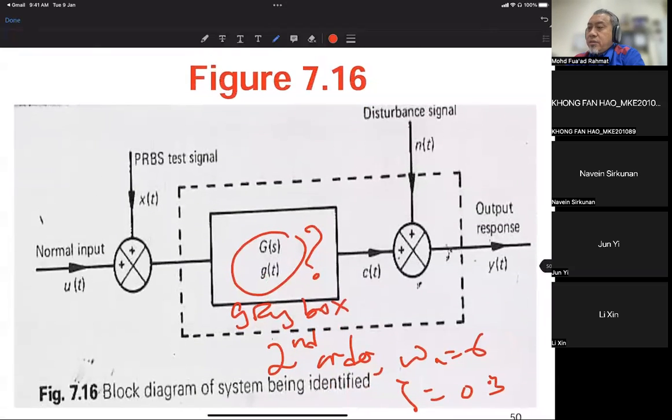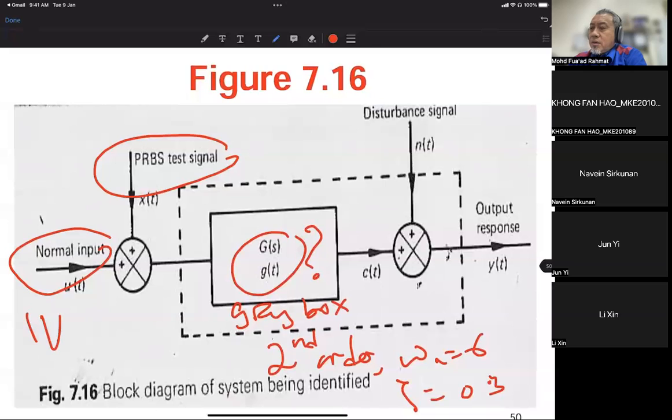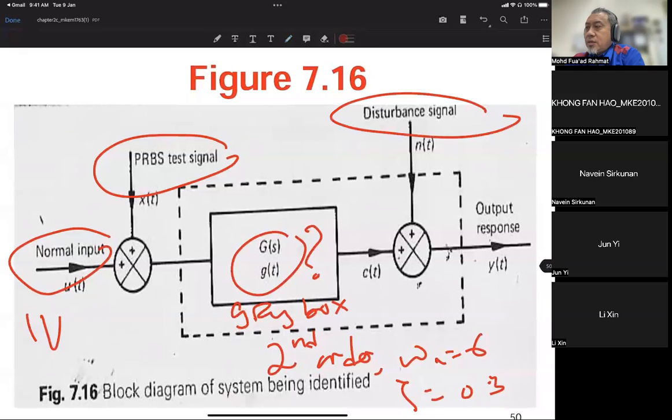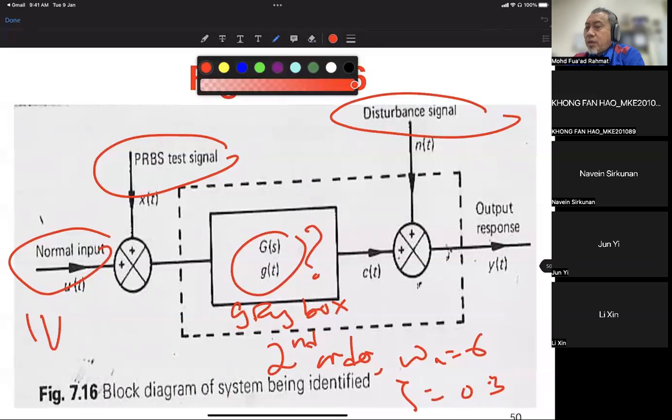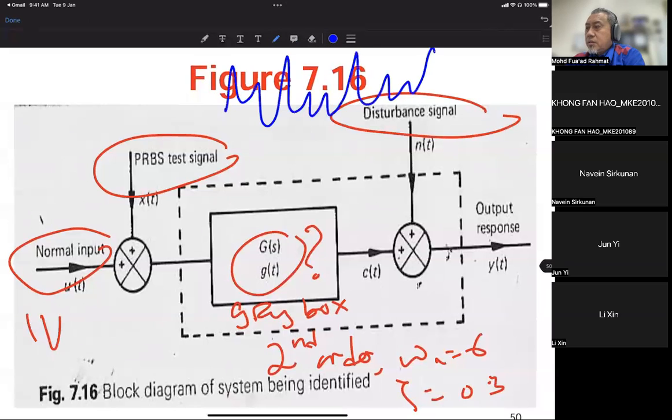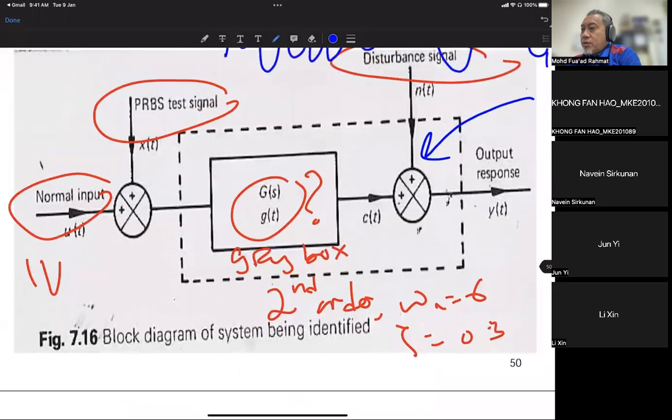Then you put the normal input here, let's say 1 volt, and then this is the PRBS test signal, and the dotted line is the boundary of the system being tested. And then this is the disturbance signal that enters the process. So disturbance is somehow out there, and it will enter here. And of course, Y is the output, U is the input.